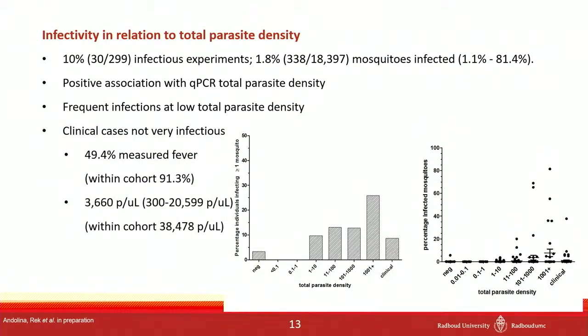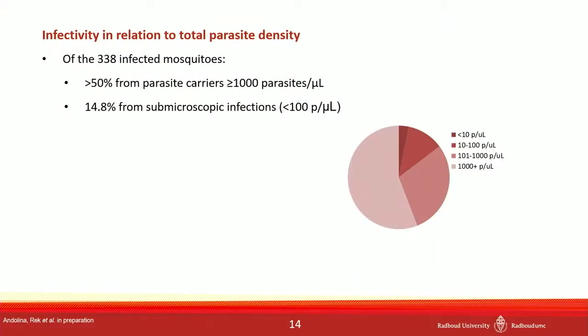So the clinical cases here are not very infectious. The parasite densities are quite high. If we combine all clinical cases, about 3,500 parasites per microliter. Within the cohort, much higher. These are real clinical cases, with also 90% measured fever prevalence. They don't infect many mosquitoes. So we still have to do the gametocyte data, that's coming, but it's clear that here the clinical cases are not extremely infectious.